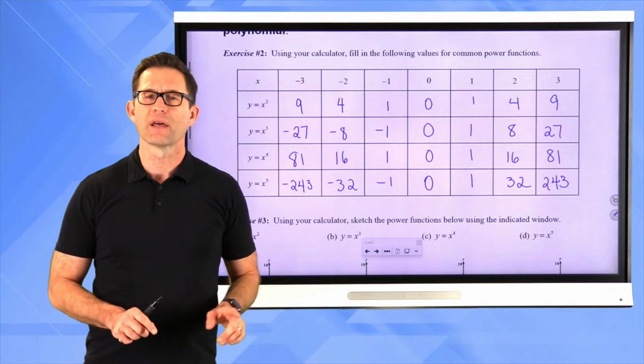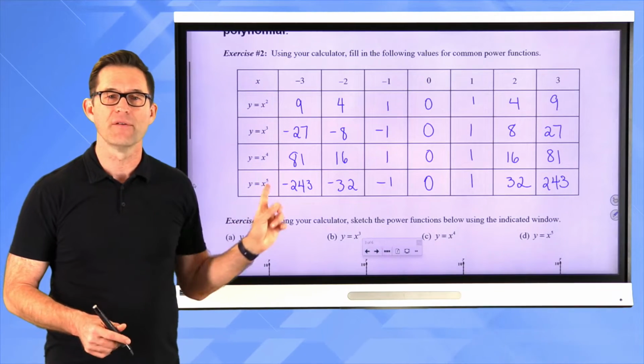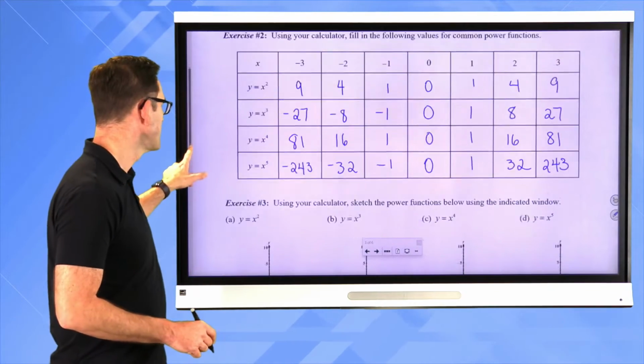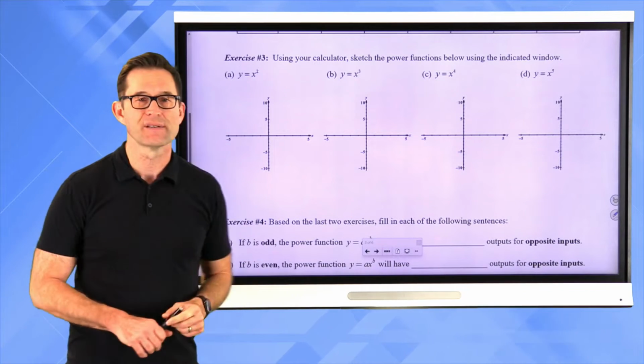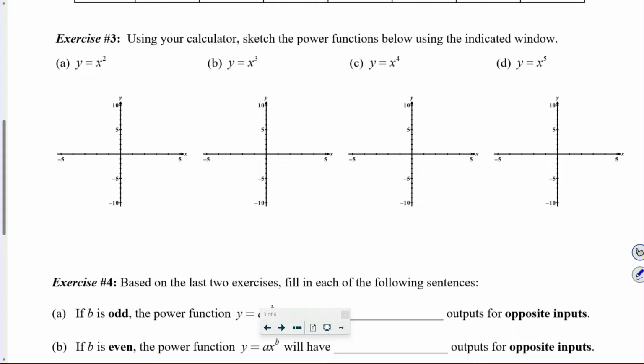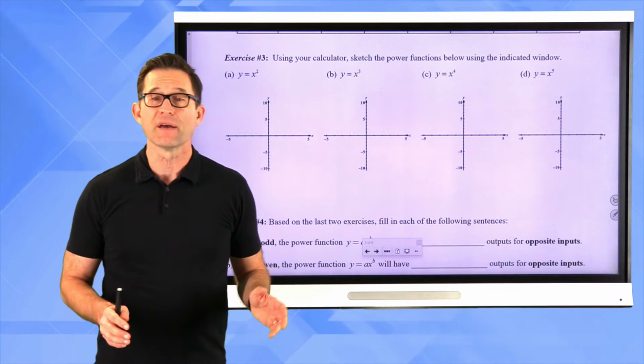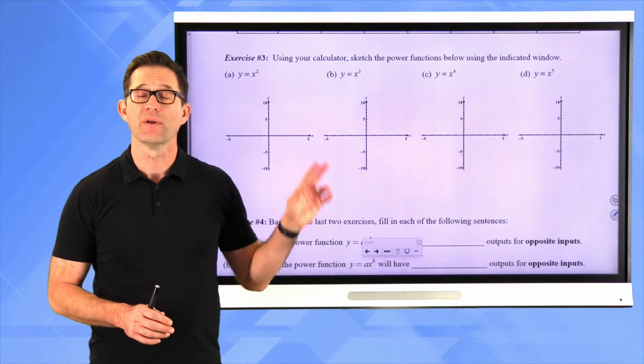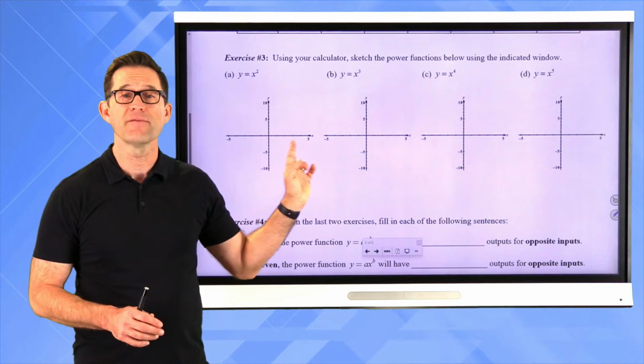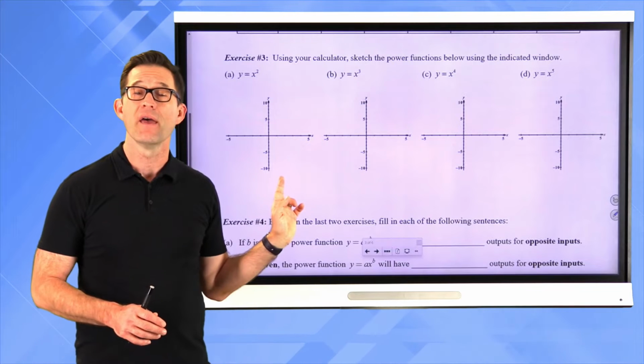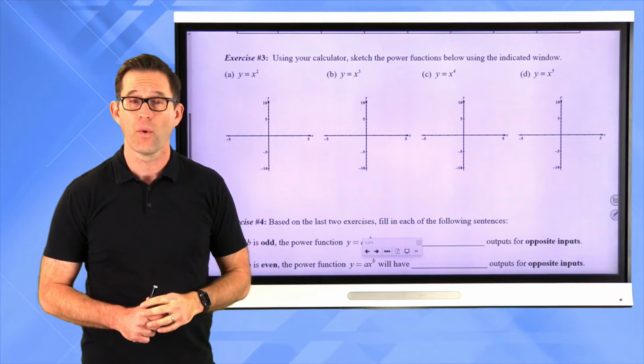Now, I'd also like to look at the graphs of all of these simple power functions. So, exercise number 3. Using your calculator, sketch the power function below using the indicated window. Now, what I've done is I've kept the window the same each time. So in each case, I'm going from -5 to 5 along the x-axis and -10 to 10 along the y-axis.